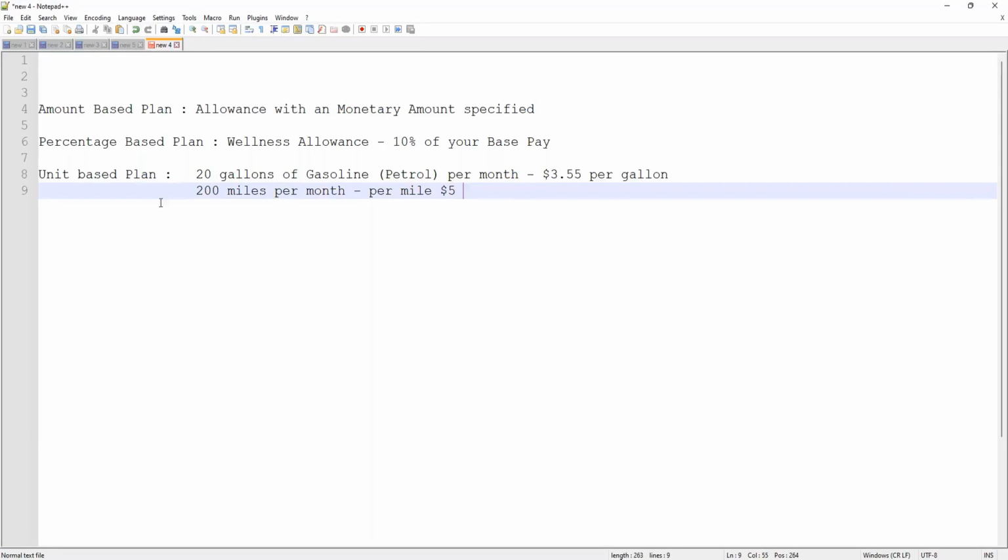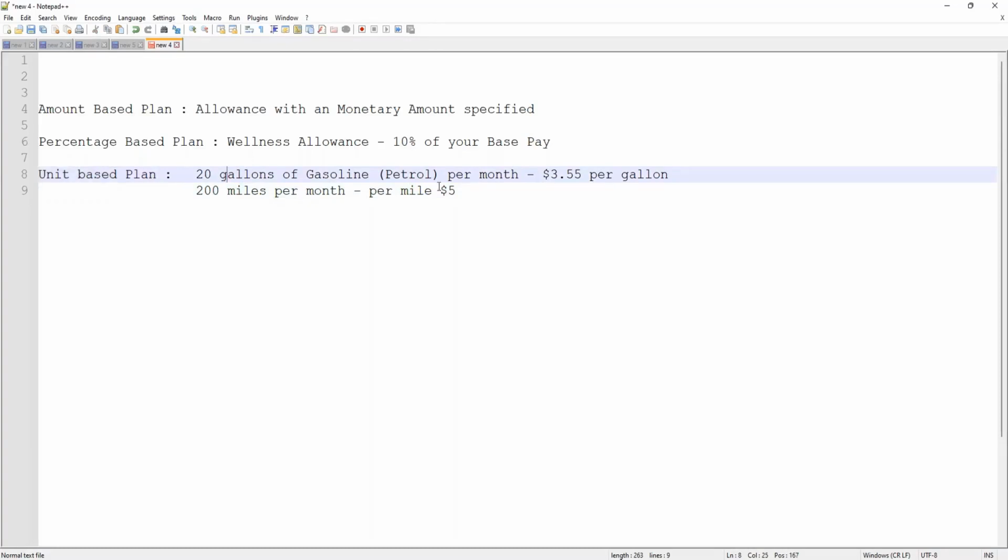But this is your allowance: 200 miles per month, irrespective of how many miles you are actually driving. You may be driving 500, 600 miles, doesn't matter. They're going to pay you something which is worth 200 miles, and per mile they are going to fix the rate every month as $5.